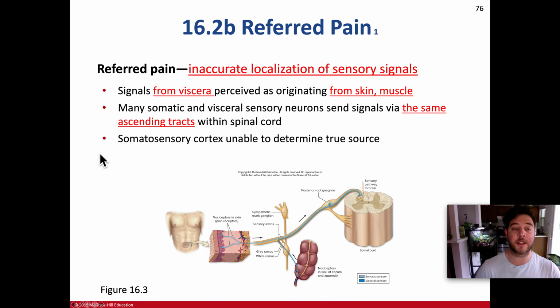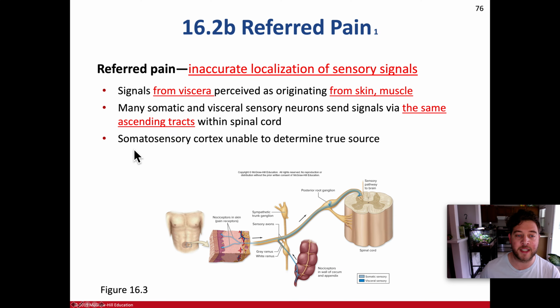Referred pain. This is actually very interesting, something that as a massage therapist I deal with a lot and have several stories about. So referred pain is an inaccurate localization of sensory signals. You have signals from viscera, so from your organs, perceived as originating from your skin or your muscles. You have many somatic and visceral sensory neurons sending signals via the same ascending tracts within the spinal cord, so those signals can then get confused. The somatosensory cortex is unable to determine the true source.